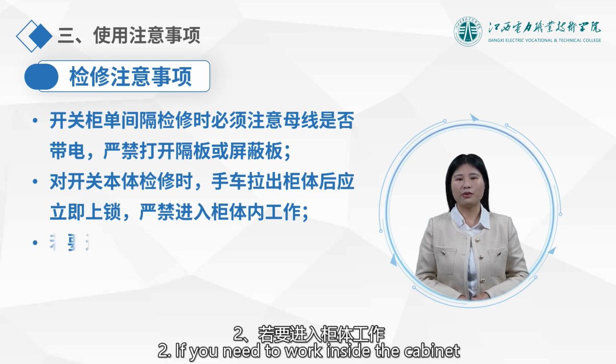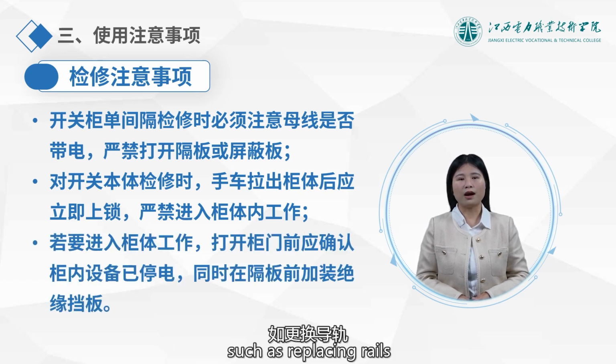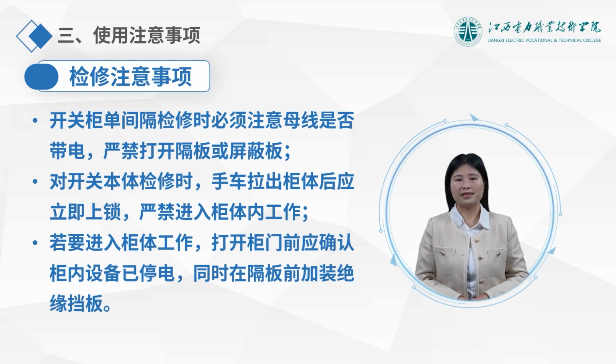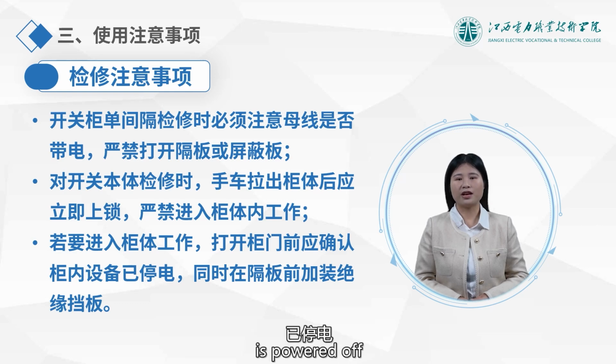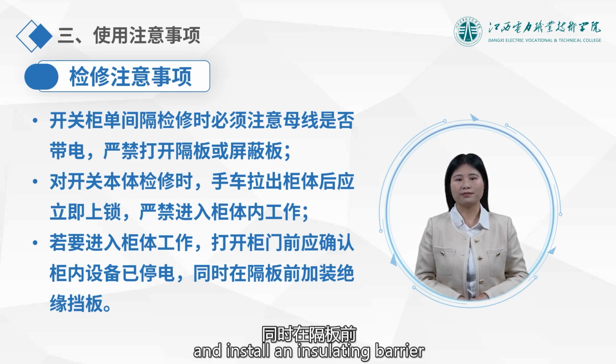If you need to work inside the cabinet, such as replacing rails or shutters, before opening the cabinet door, ensure that the equipment inside the cabinet is powered off and install an insulating barrier in front of the barrier.